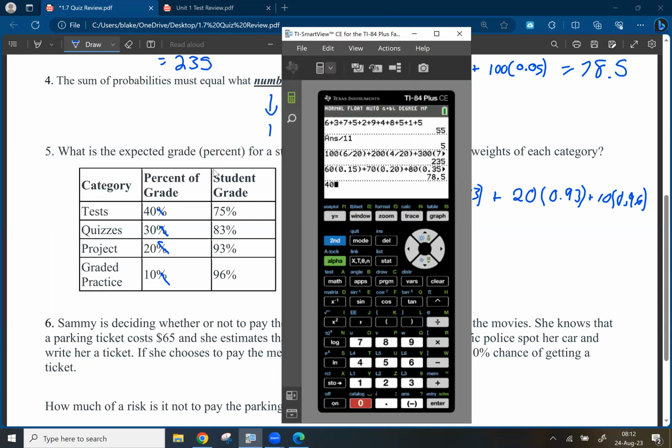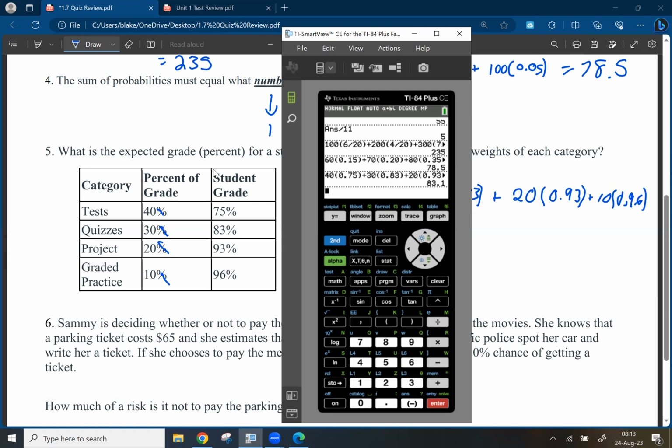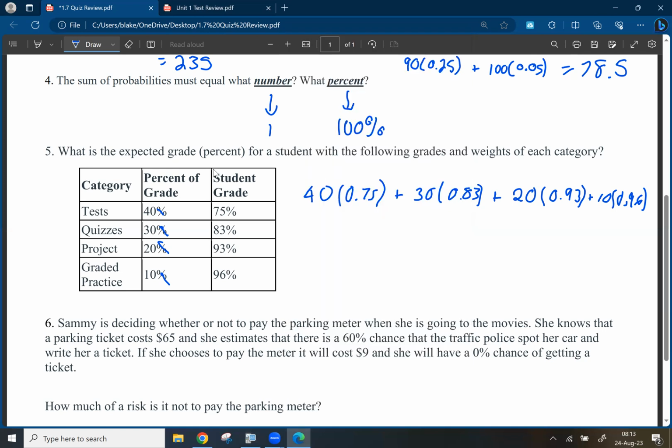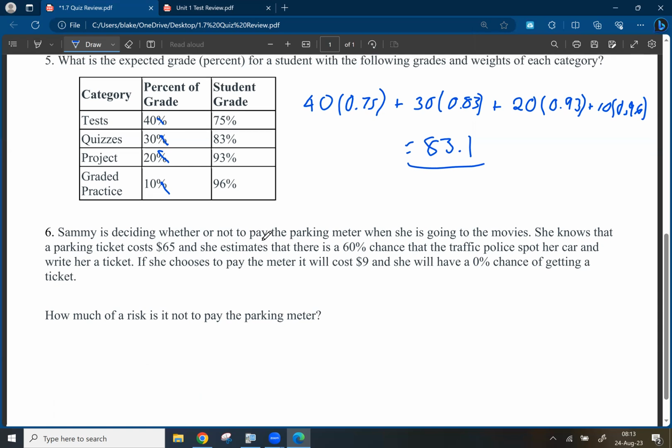We have 40 times 0.75 plus 30 times 0.83 plus 20 times 0.93. And then we have 10. Oops, I forgot the plus sign. Plus 10 times 0.96. So the student's grade is an 83.1%. There we go.